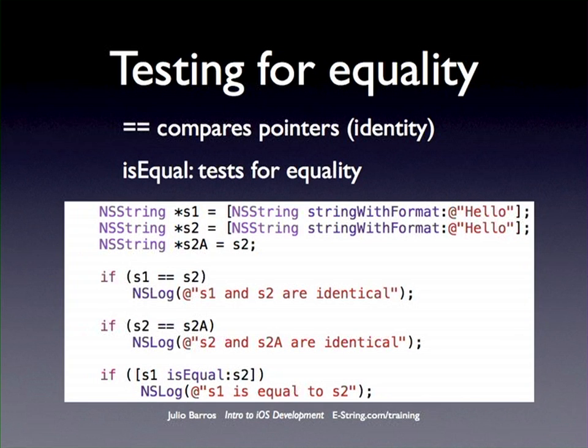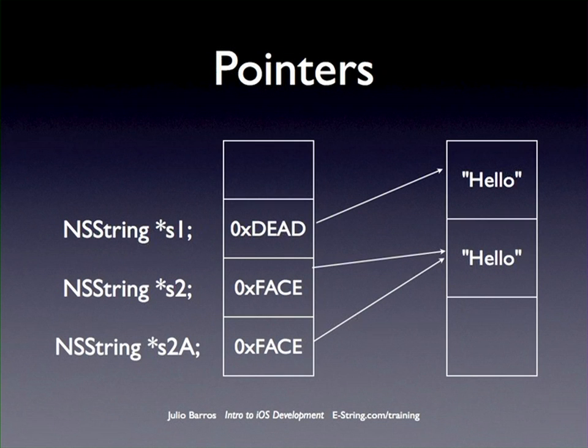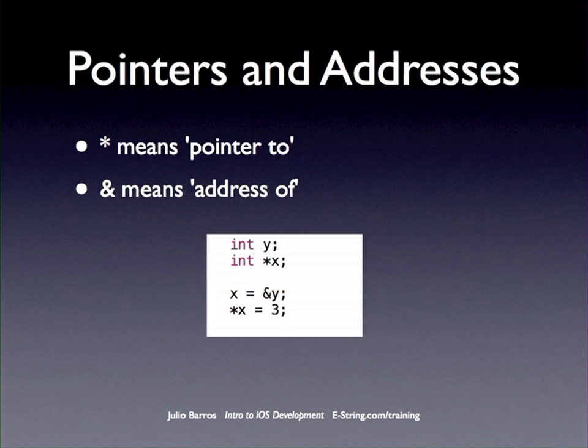We need to keep this in mind when testing for equality. When we compare pointers, we are asking, do these two pointers refer to the same object? If we want to compare the objects, we have to use the isEqual method or one of its variants. So now you know what the little star means.